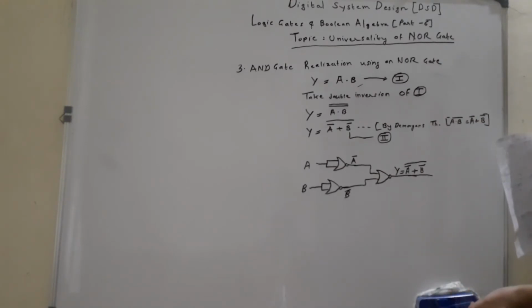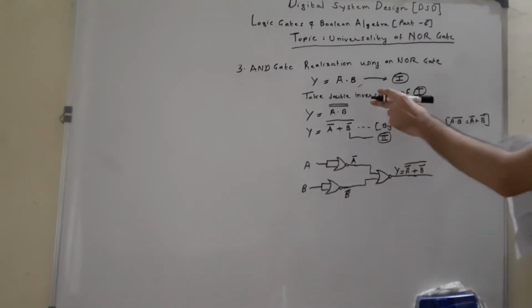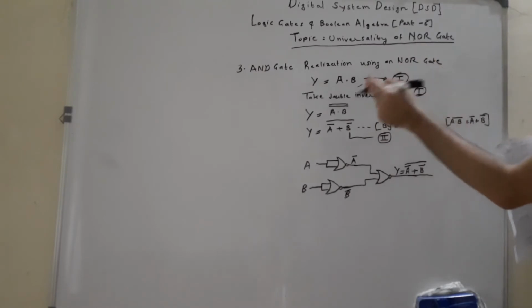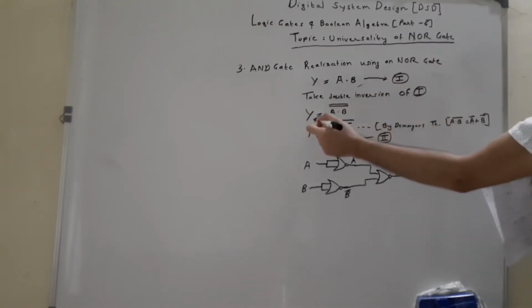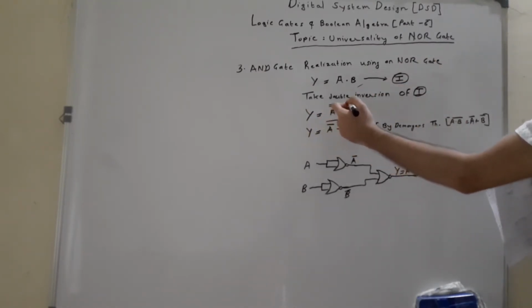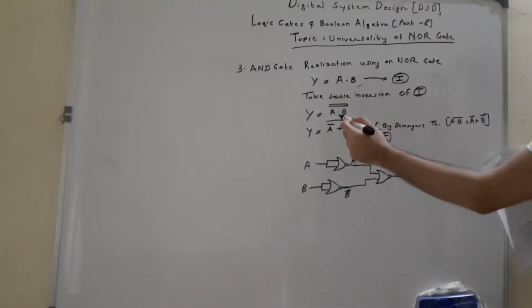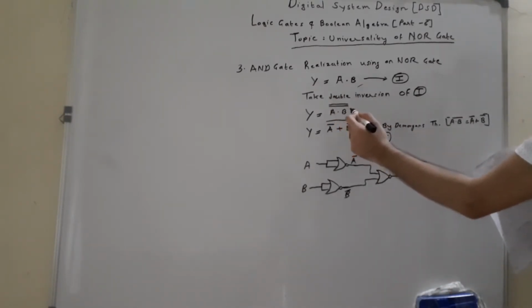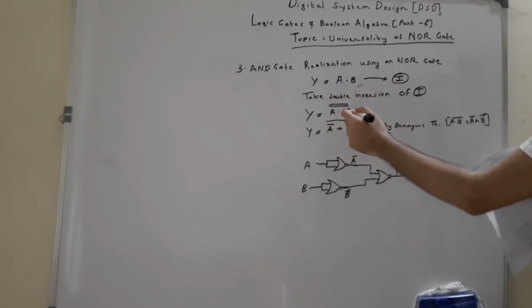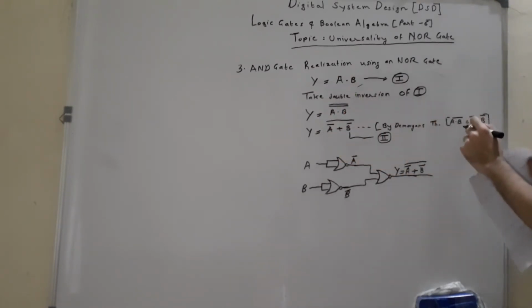For that, what we will do is take the double complement, or double inversion, of equation 1. So that I have taken. This is Y is equal to A dot B, the whole double complement. And then, as you can observe, this is A dot B the whole complement's complement. So what is A dot B the whole complement as per De Morgan's theorem? It is A bar plus B bar.